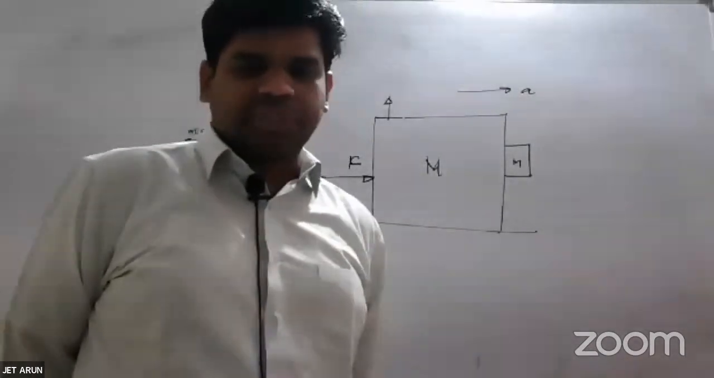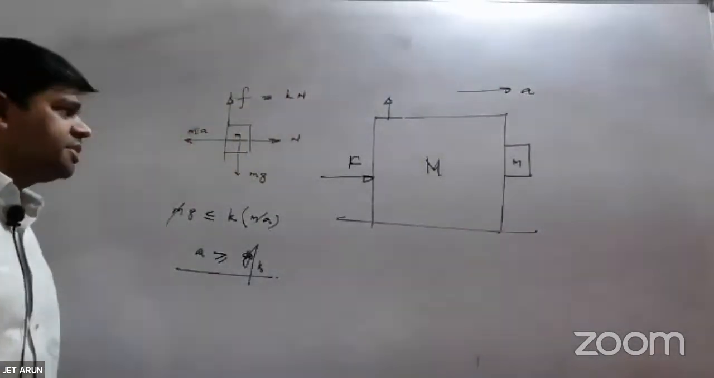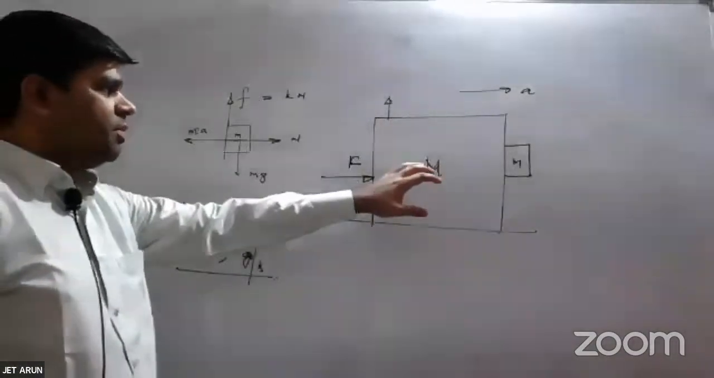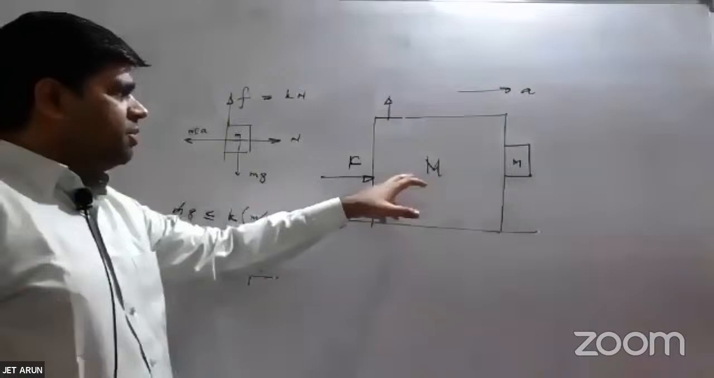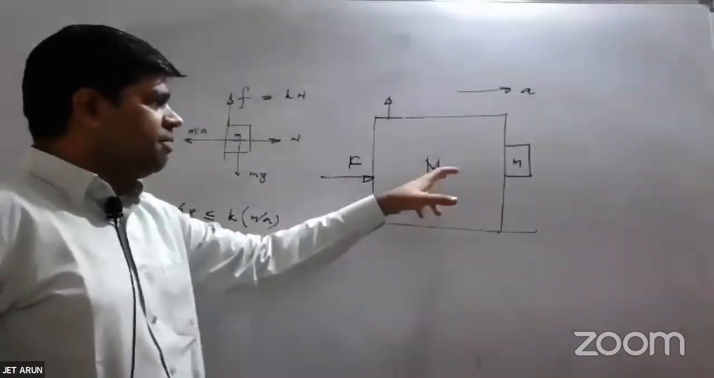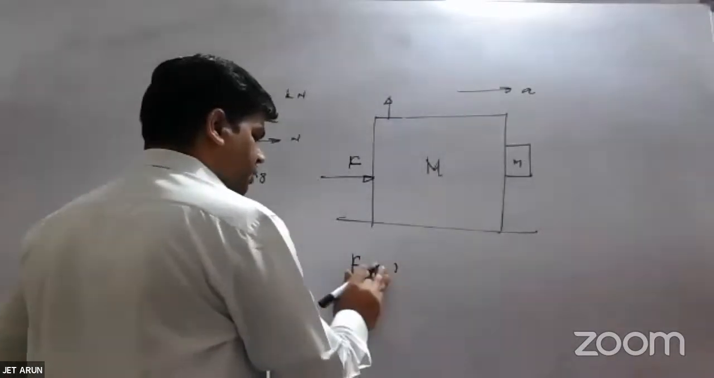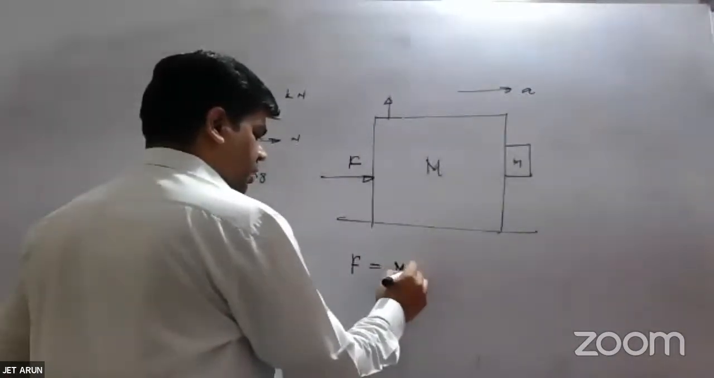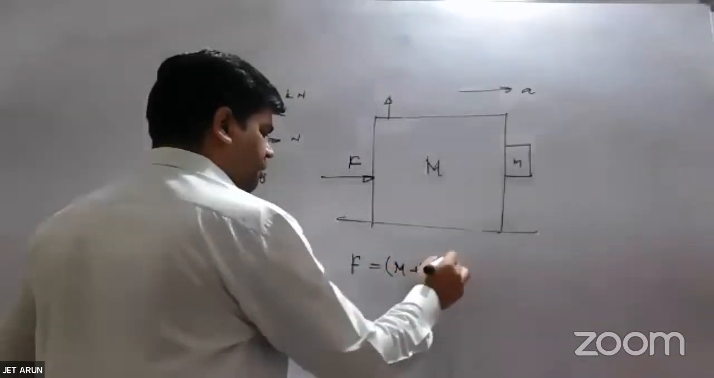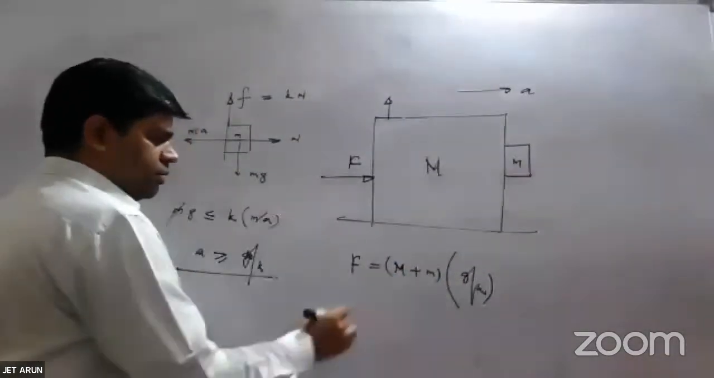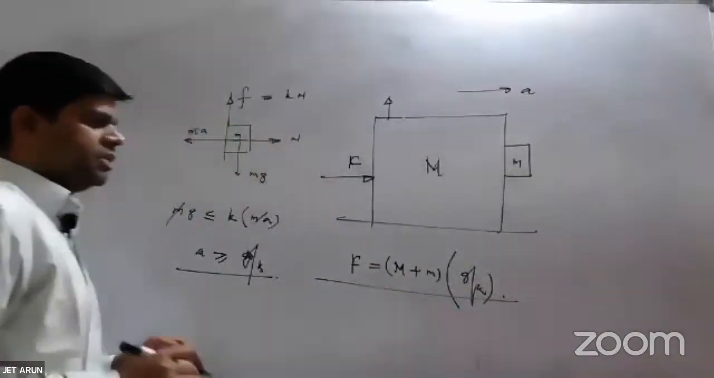Right, now he's asking the force required. I got the acceleration required, but for the force required for the combined system, acceleration is A, F is equal to mass times acceleration, so (M plus m) into A. F is equal to (capital M plus small m) into A, which is g by mu. That's the answer.